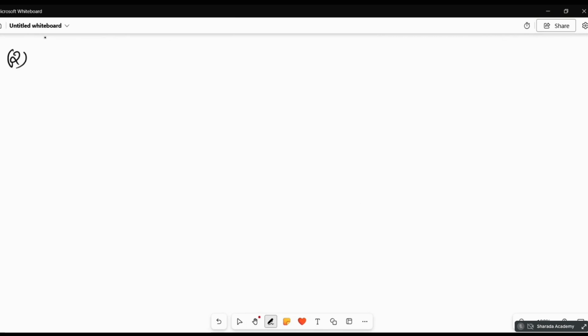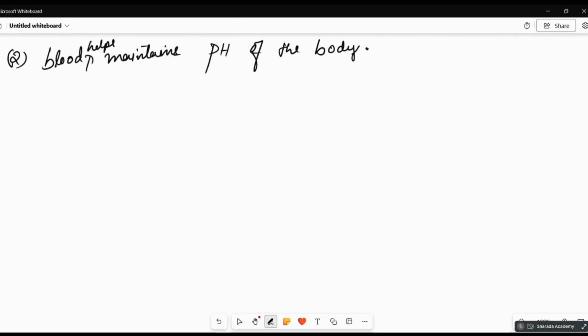Next one. Blood maintains the pH of the body. Blood helps in maintaining the pH of the body. pH tells us whether something is acidic, basic or neutral in nature. It is a very important value, the pH value.